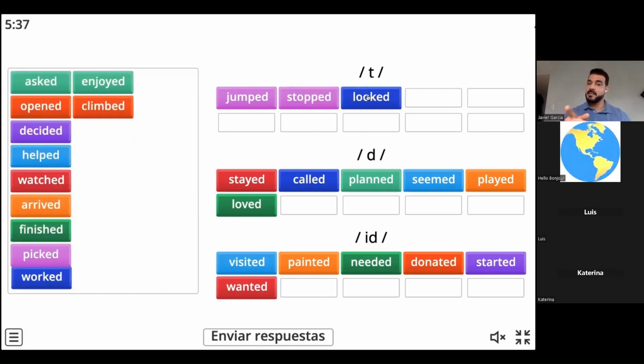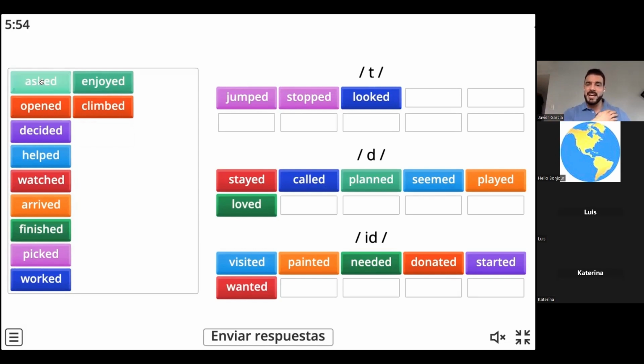No. See, that's the mistake that we don't want to make, Luis. We don't want to say look it, because it doesn't sound like that. It sounds like a T. Remember, a K at the end of the word, look, is going to make this sound in the past tense of the T. Look. Look. Yeah, there you go.